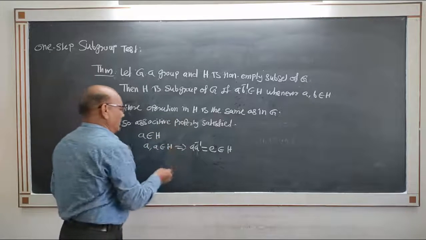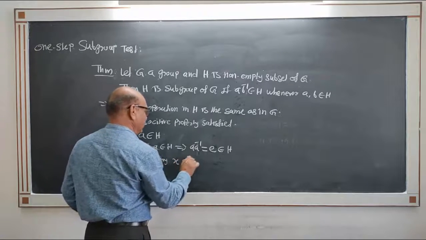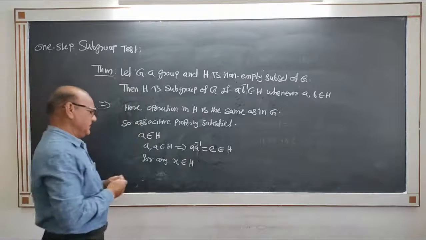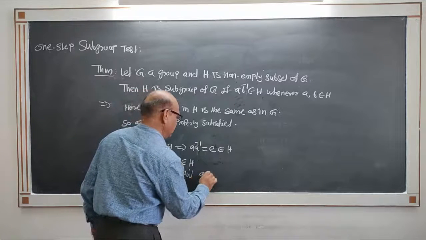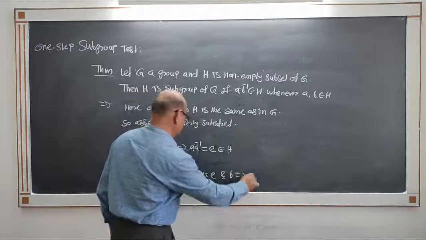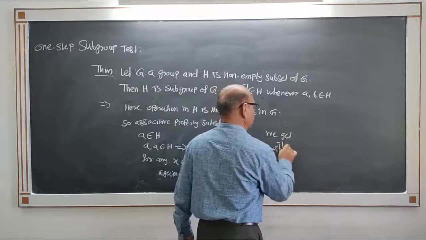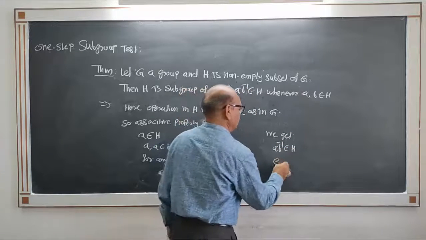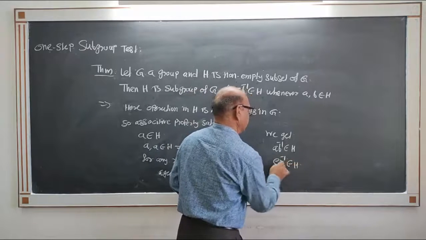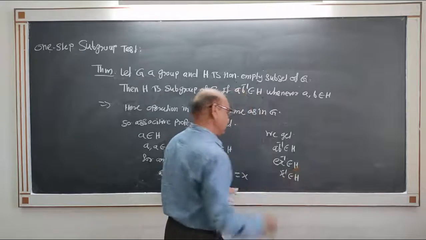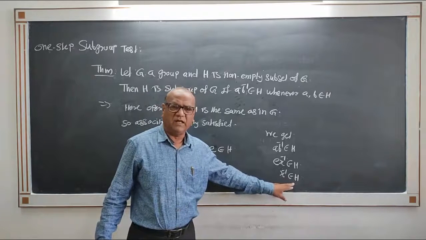Now, for any X belonging to H, put again A equal to E and B equal to X. We get A B inverse belongs to H, where A is equal to E and B is equal to X, that means E times X inverse, so X inverse belongs to H. For any X belonging to H, we get X inverse belonging to H, that means existence of an inverse.